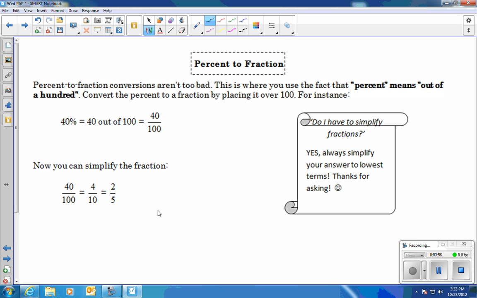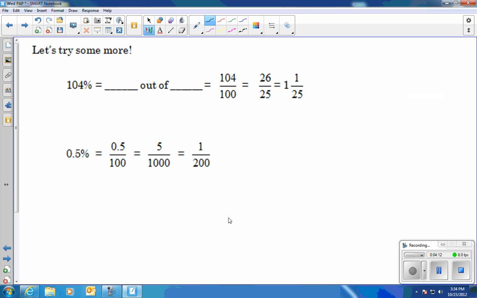Percent to a fraction. Well, these are all out of 100. So if you're taking 40%, it's 40 out of 100. So you can put 40 over 100. Then you just have to simplify. Remember to always simplify to your lowest terms. So 104% is 104 out of 100. I'm going to put 104 over 100, which reduces to 26 over 25. I divided top and bottom by 4. Then I need to turn this into a mixed number. 25 goes into 26 one time with 1 left over.